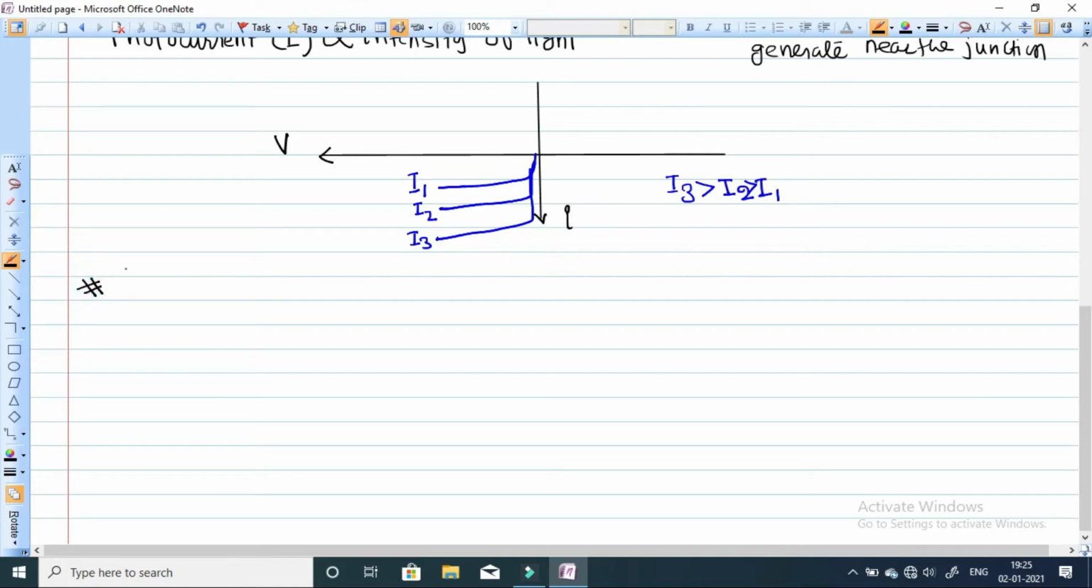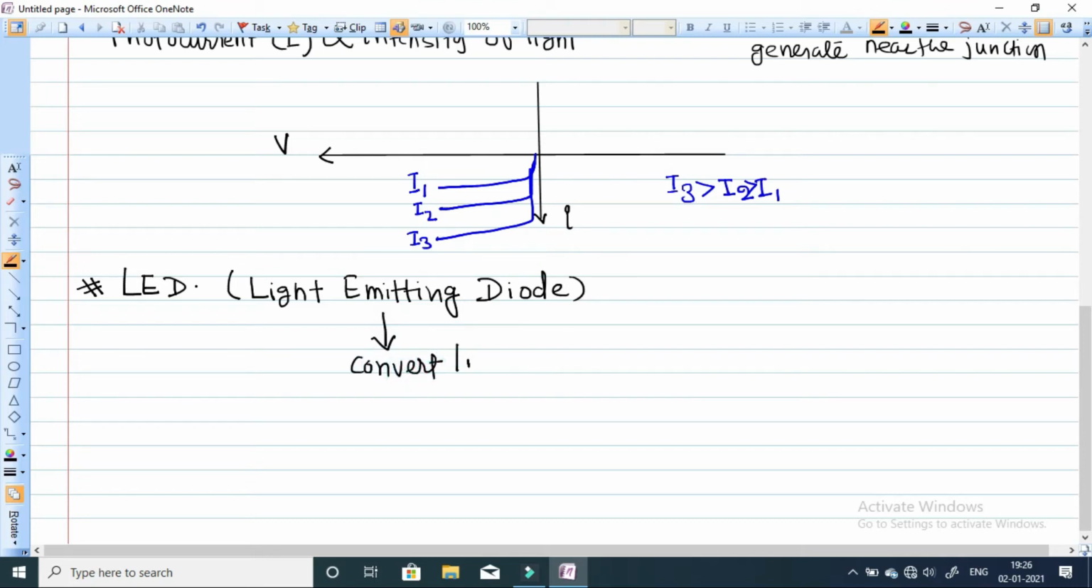Now the second topic we are going to deal with is the LED, light emitting diode. It is a heavily doped PN junction diode which operates under forward biasing. It converts electrical energy into light energy. LED is also known as light emitting diode, and its function is to convert electrical energy into light energy.